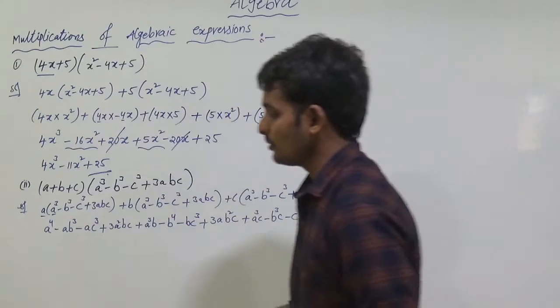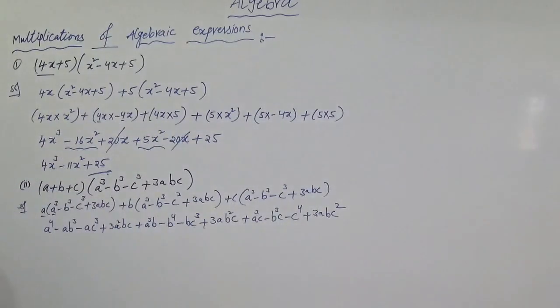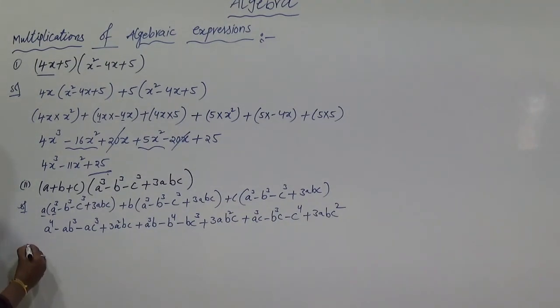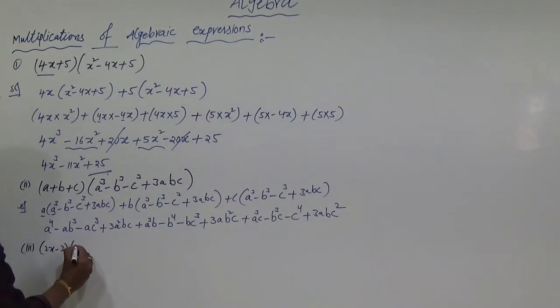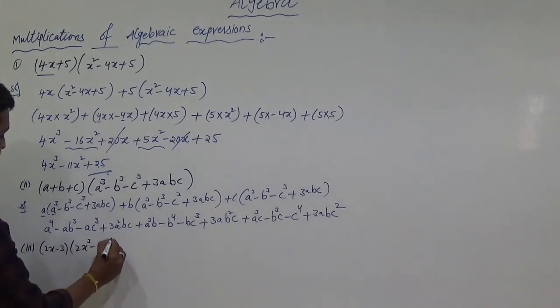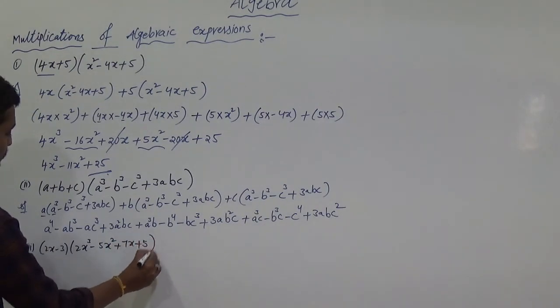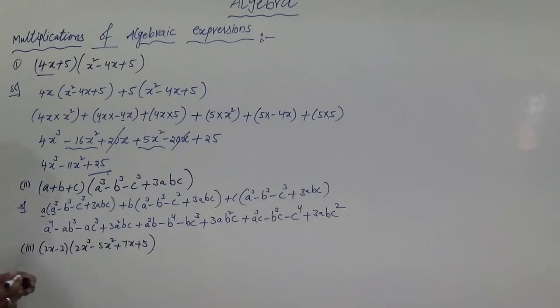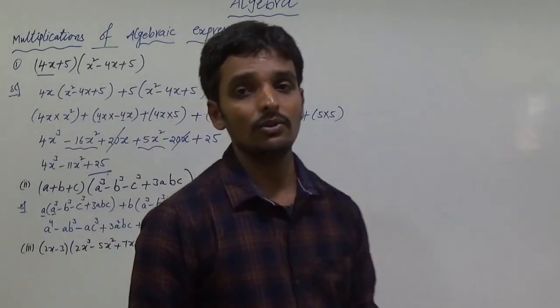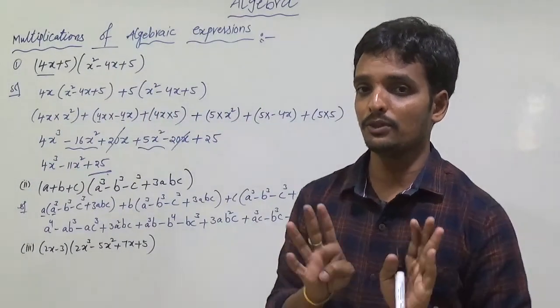Okay, I am giving you one problem for homework, the third one. That is 2x minus 3 into 2x cube minus 5x square plus 7x plus 5. You can do this problem for homework. Whenever you solve this problem, if you get the answer, send the pic to me.